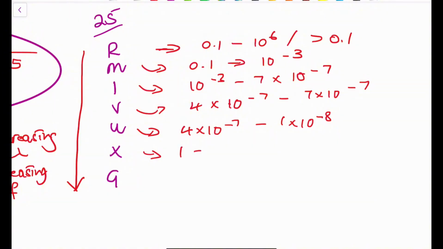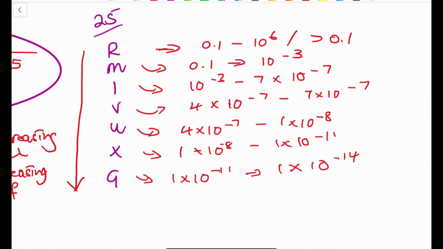And this next one will be from 1 times 10 to the power of negative 8 to about 1 times 10 to the power of negative 11. Sometimes negative 13, but negative 11 makes much more sense. Then 1 times 10 to the power of negative 11 up until 1 times 10 to the power of negative 14 or 16, or it doesn't matter, right?